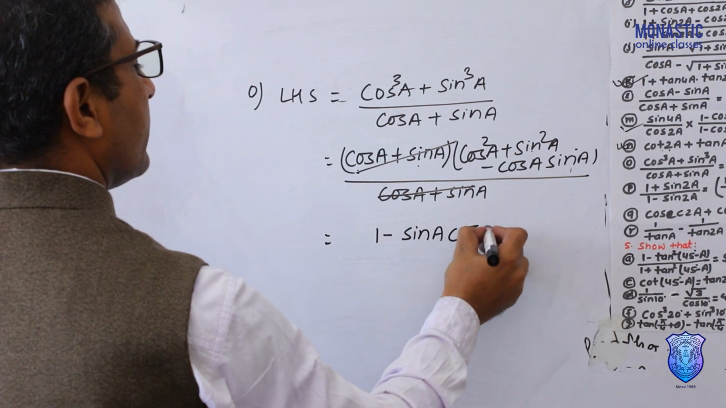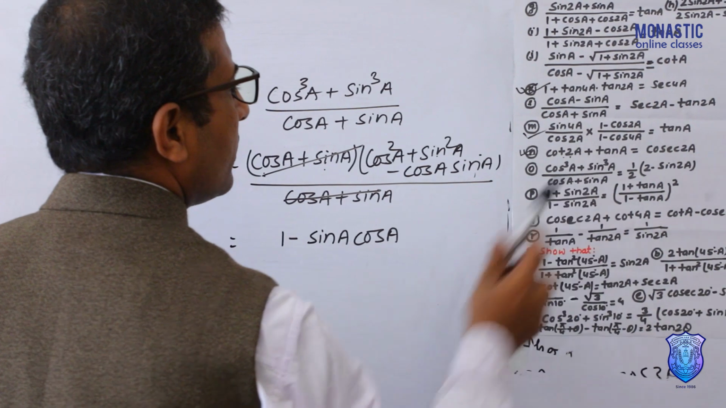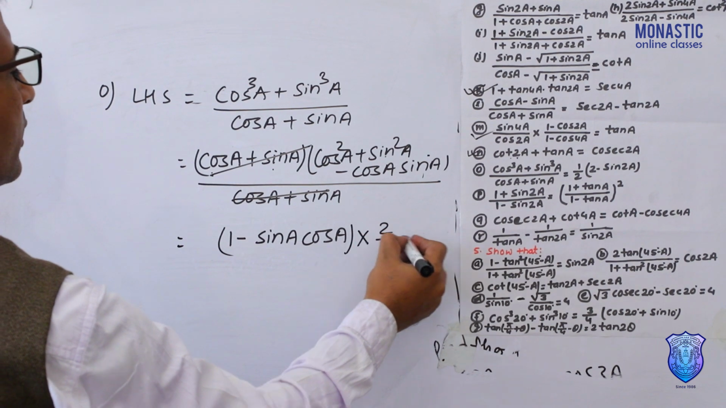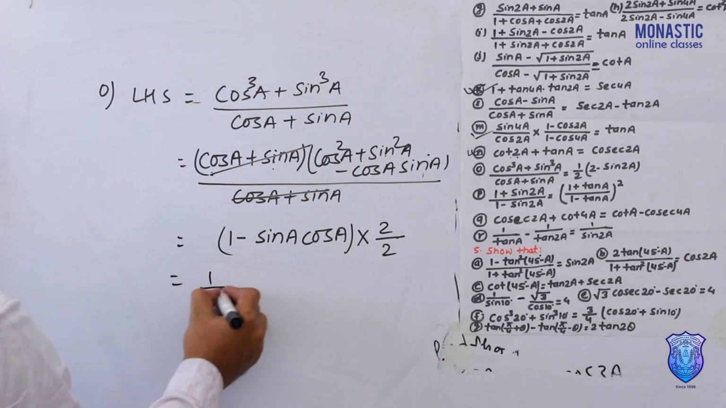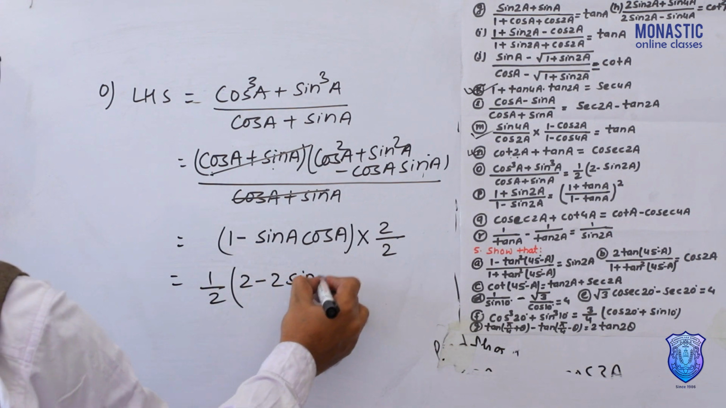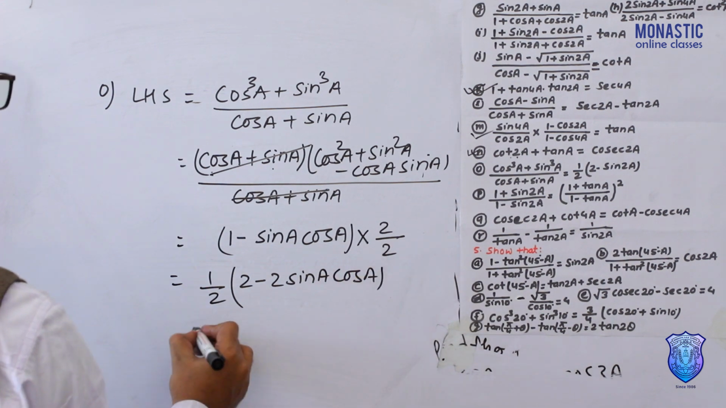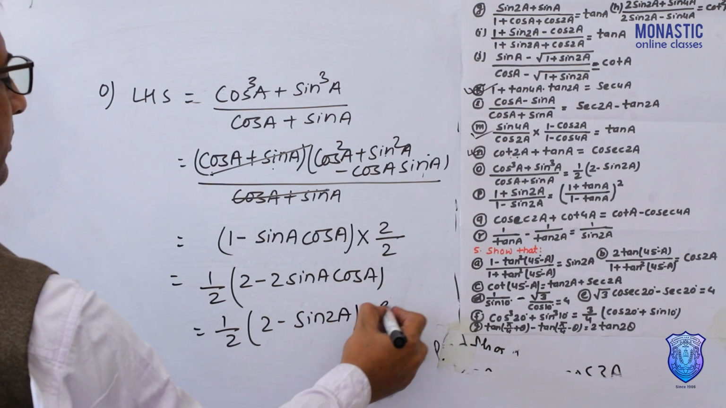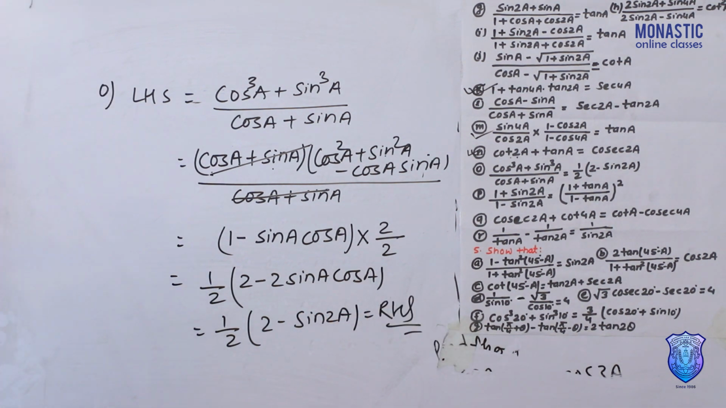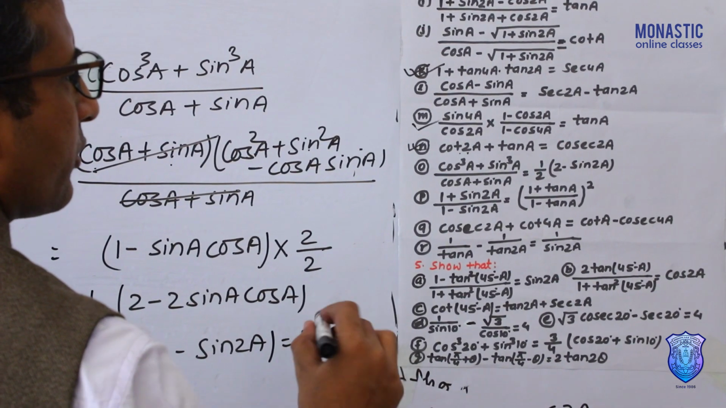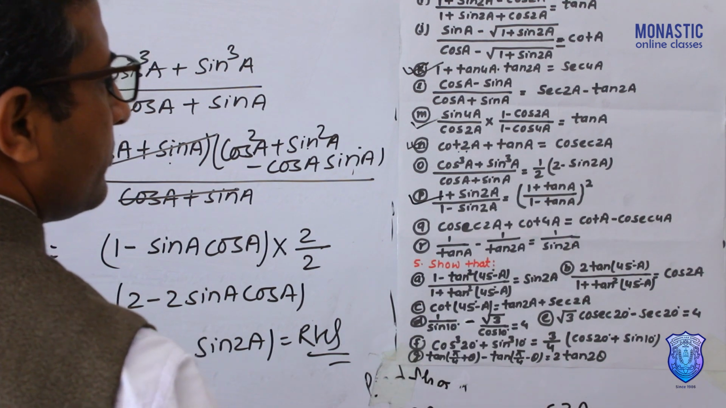And we can write sin A cos A. But in RHS we need 2. There is nothing in the denominator, but we must want 2 in the denominator. So multiply it with 2 by 2. Now inside the bracket multiply it with 2. 2 sin A cos A came, and you know the formula, it is sin 2A. That's our proof. Question number P. You can write the formula of sin 2A in tan and solving that you will get this result.